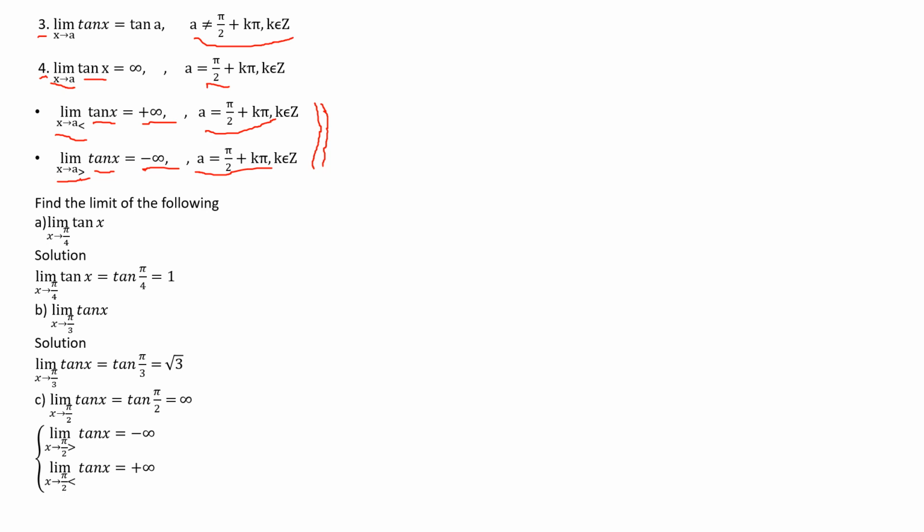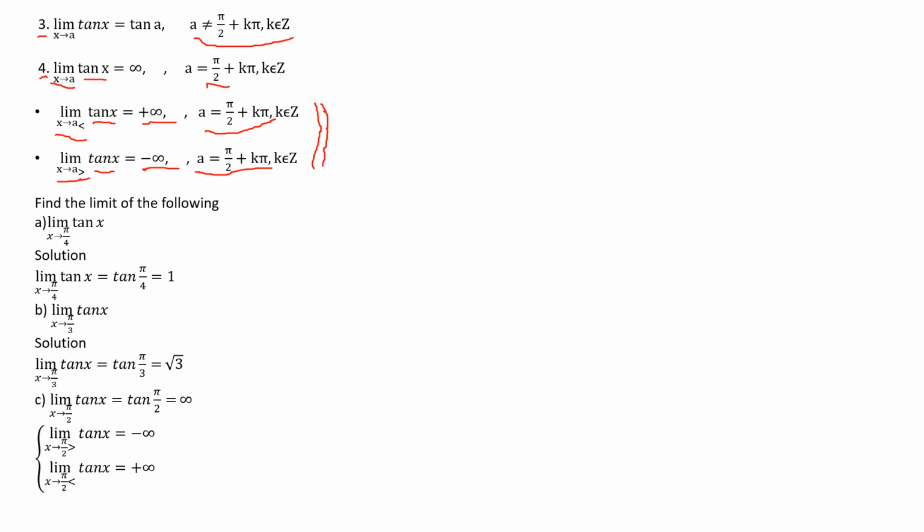take the limit as x tends to pi over 4 of tan x. Here you need to know the nature of tan x as x is tending to pi over 4. So when you replace x by pi over 4, our tan x will tend to 1. Then the limit as x tends to pi over 3, our tan x will tend to square root 3.